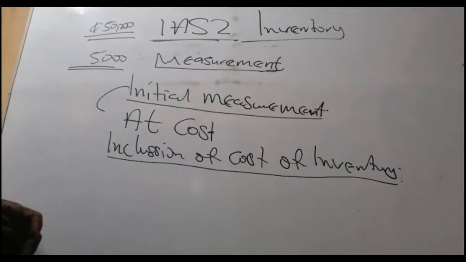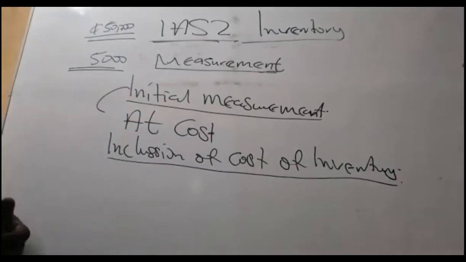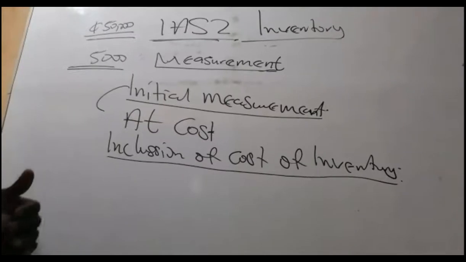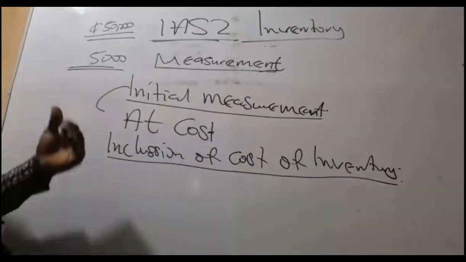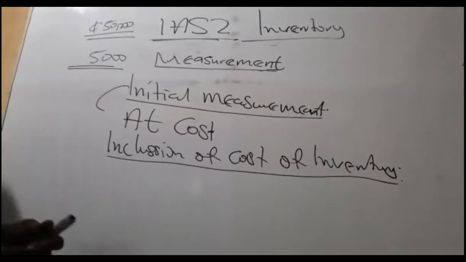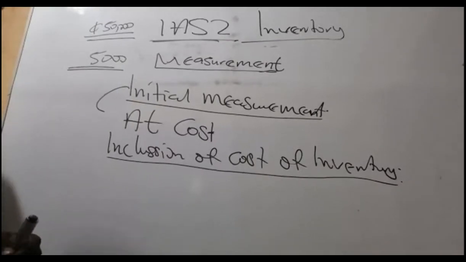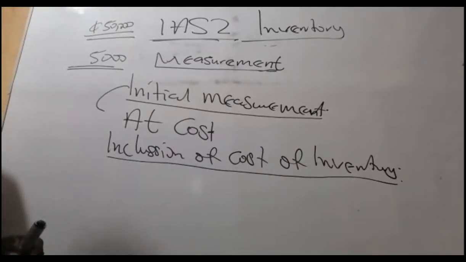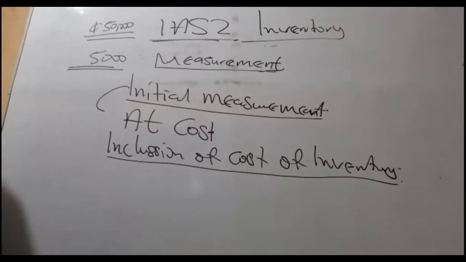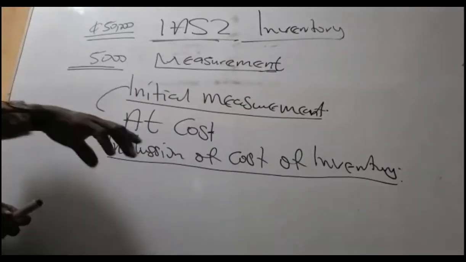So the question is, how are you going to measure this inventory initially? So the first day you brought these 5,000 bags of rice into your shop or your warehouse, what value are you going to place on it? Abigail. So that's the initial measurement of inventory. Good. So we are saying that it must be measured at cost.